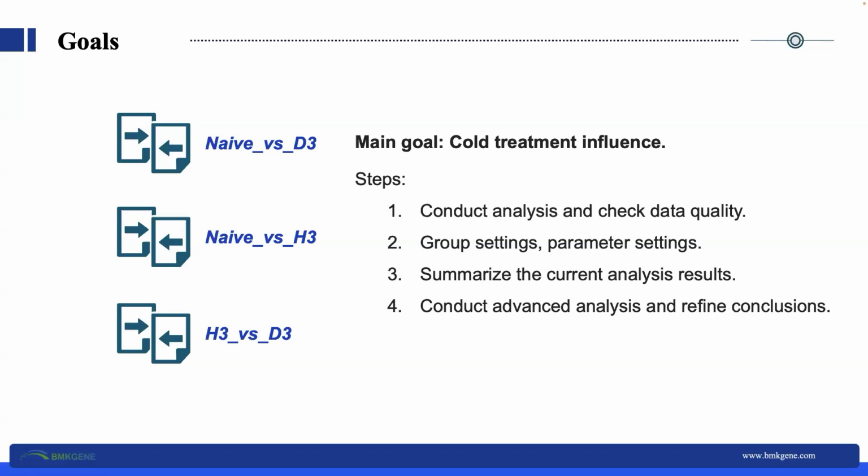For this part, I think the whole analysis will follow these steps. Number 1, conduct analysis and check data quality. Number 2, review grouping conditions and assess whether analysis parameters need adjustment. Number 3, summarize the current analysis result. And number 4, conduct advanced analysis and refine conclusion. And we have already finished the first 3 steps so far.